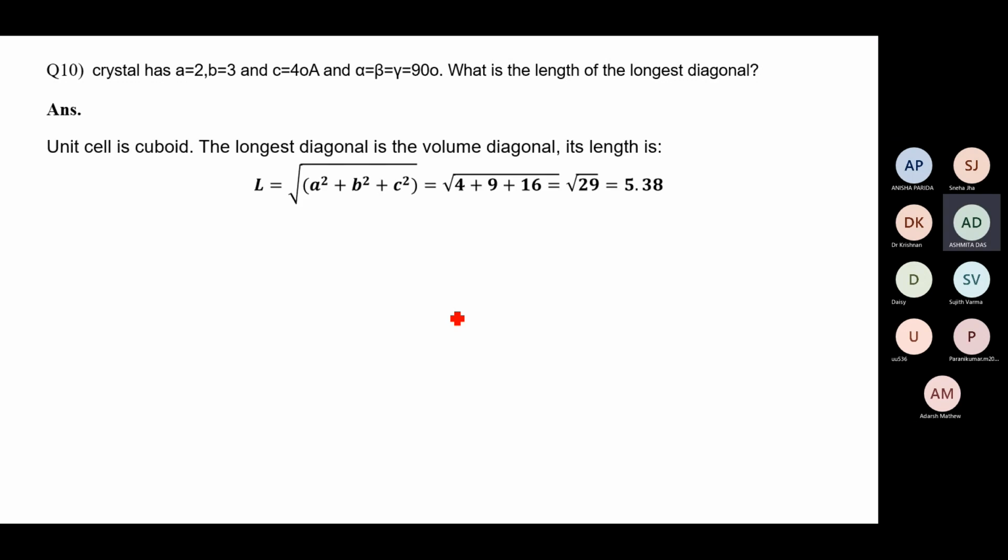Okay. So the correct answer: the unit cell is considered as a cuboid, so the longest diagonal is the volume diagonal, and the length is calculated as L equals root over a square plus b square plus c square. So a square equals 2 square, b square is 3 square, and c square is 4 square. So it comes to root 29, that is 5.38 angstrom. Now moving to the next question.